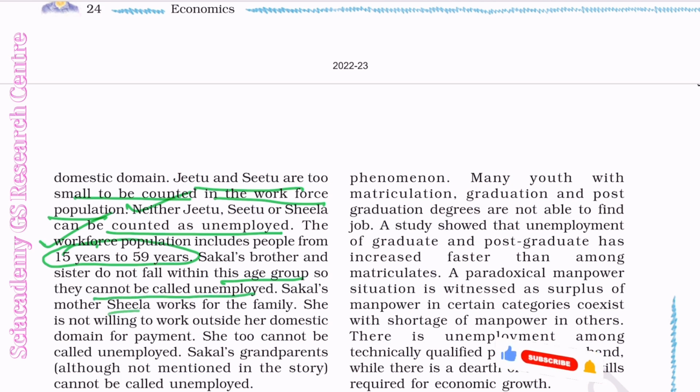Sakal's mother, Sheila, works for the family. She is not willing to work outside her domestic domain for payment. She too cannot be called unemployed. Sakal's grandparents, although not mentioned in the story, cannot be called unemployed either.